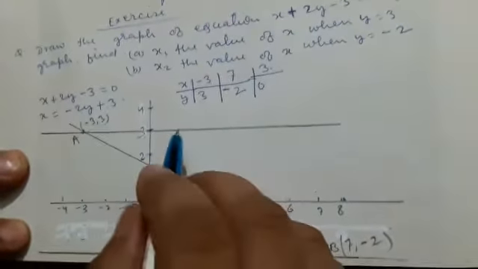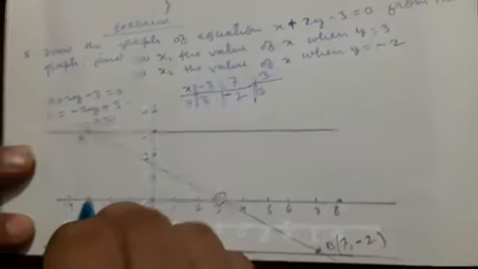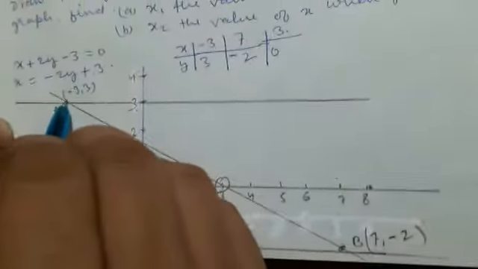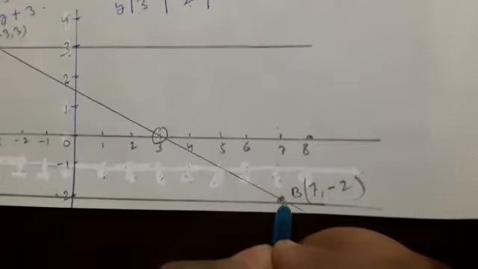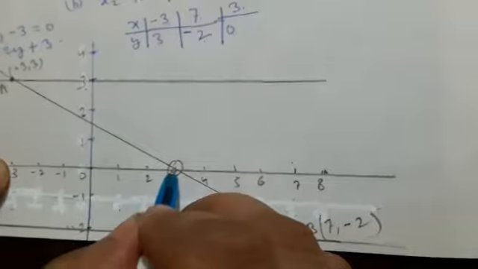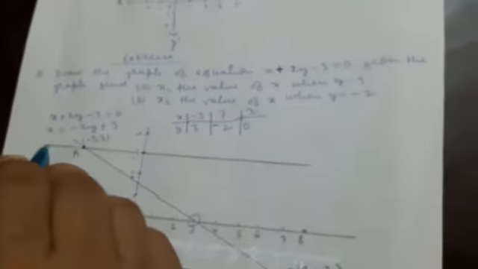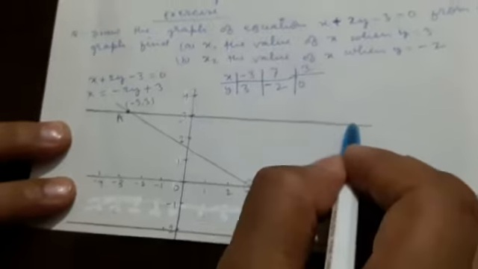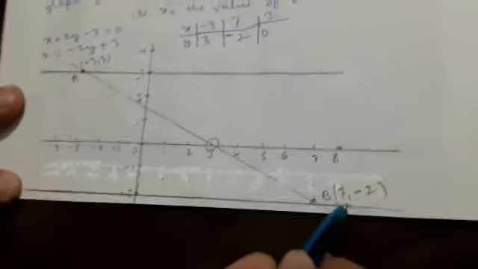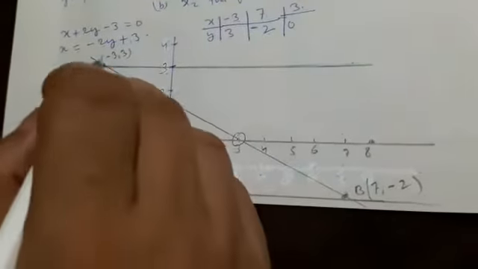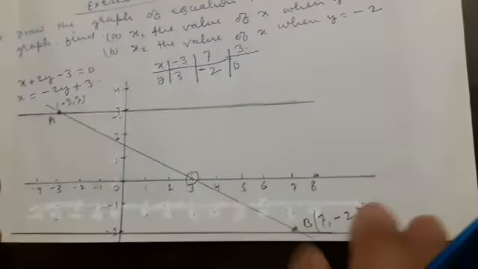When x is equal to minus 3, then y is equal to 3. This point will come. When x is equal to 7, then y is equal to minus 2. This value will come. When x is equal to 3, then y is equal to 0. Now by joining all these points, we'll get this graph. And to get the value of x when y is equal to 3, we have to make one line parallel to the x-axis. This side also, when y is equal to minus 2, if you make a line here, then this point will be A and this is B. Then this will be our answer, minus 3, 3 and 7, minus 2.